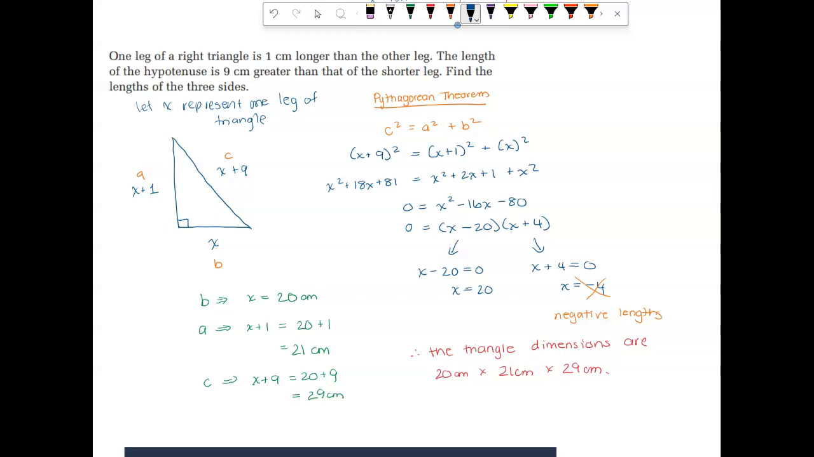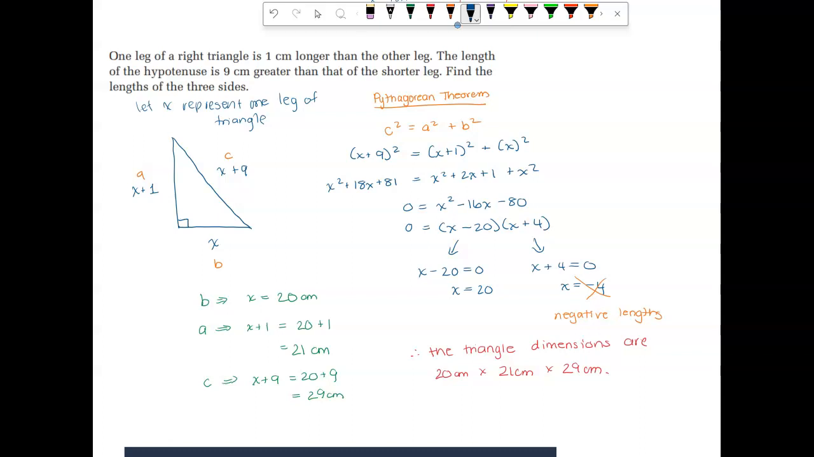Now I have three side length expressions. I know that they are related by the Pythagorean theorem, so c squared equals a squared plus b squared. I'm going to plug in x plus 9 as my c and square it. I'm going to plug in x plus 1 as my a and square that. And then I'm going to plug in x as my b and square that one. I simplify the expression, and then I'm going to solve the equation, which means I'm going to factor and solve for my x values.